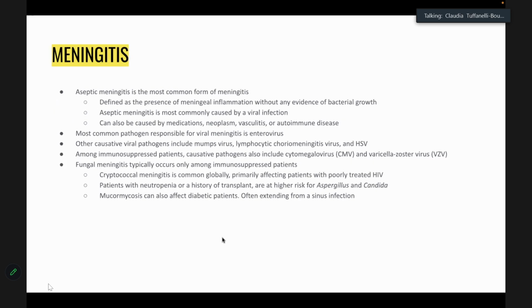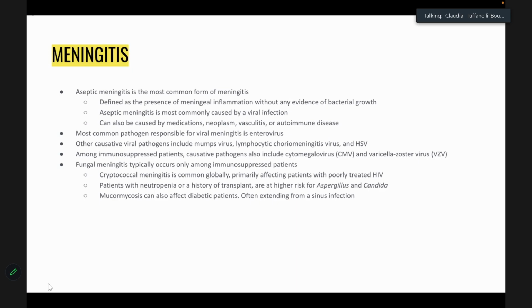Though bacterial meningitis is far more significant and something that we're really looking out for, remember that aseptic meningitis is actually the most common form of meningitis. So this is when there's an inflammation of the meninges without the actual bacterial growth. So you do a CSF and nothing ever grows. It's usually a virus that is undetected, but it can also be caused by different medications. Some of those chemo drugs will cause this, cancers, and then autoimmune disease.